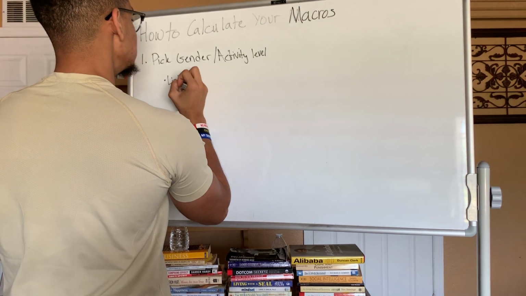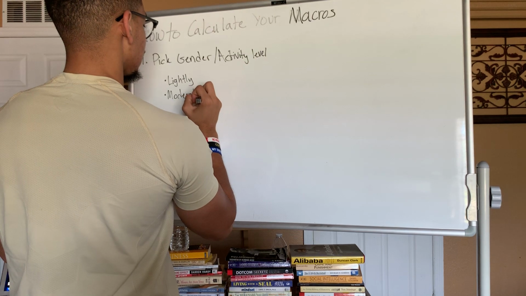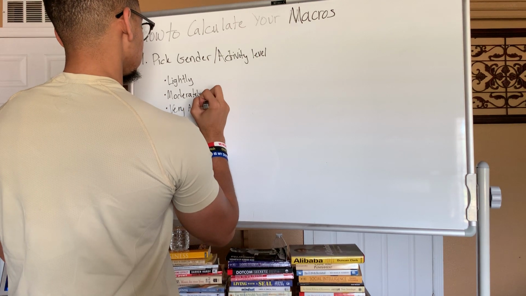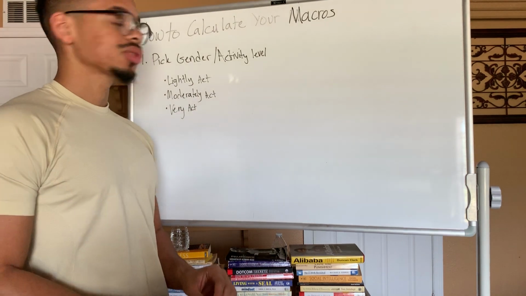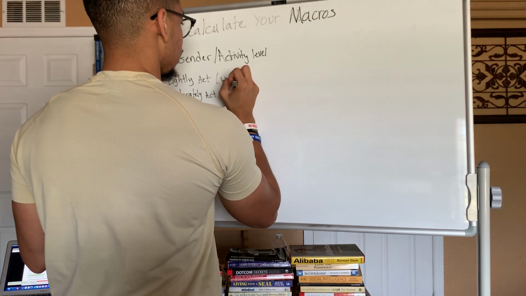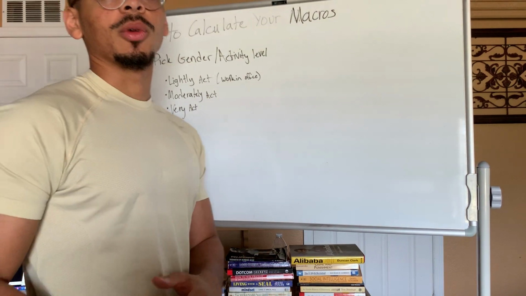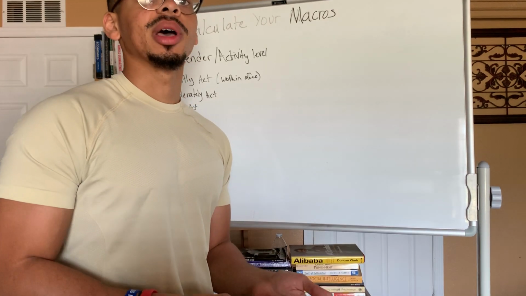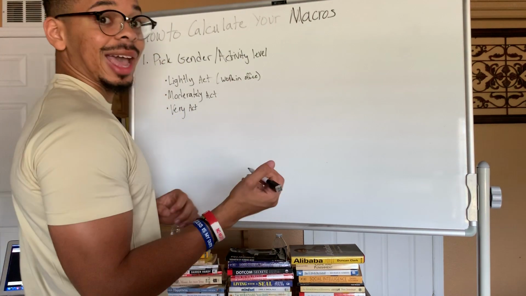lightly active, moderately active, and very active, right? So, how I describe each of these. Lightly active, I'd say maybe you work in an office and outside of work, you do nothing else. Meaning that's pretty much the only thing you do. Maybe you'll walk around the house, but pretty much you work in the office, in a slow-paced environment, right?